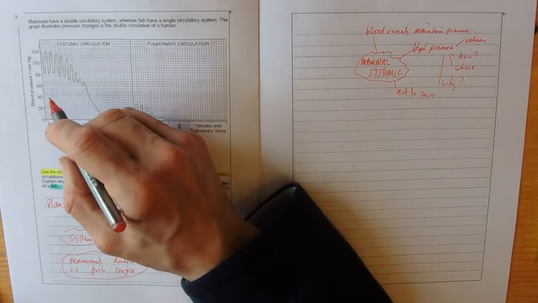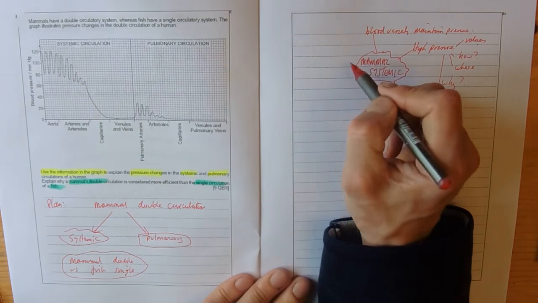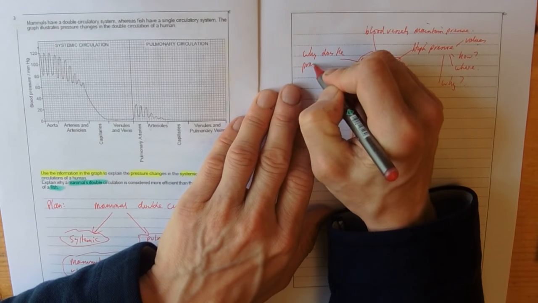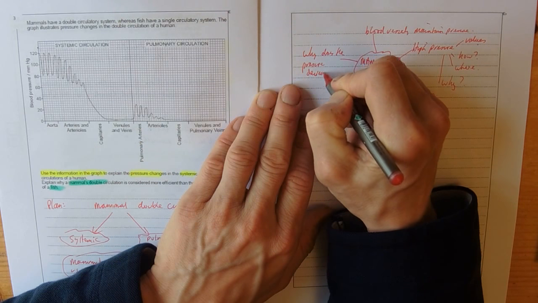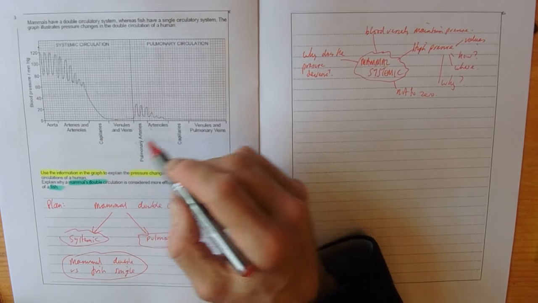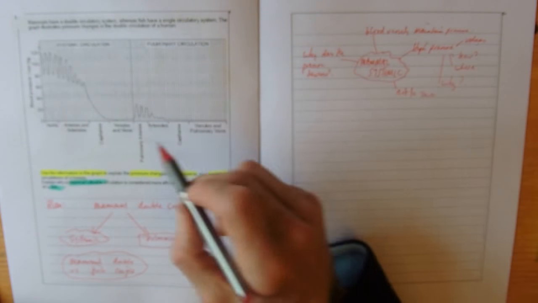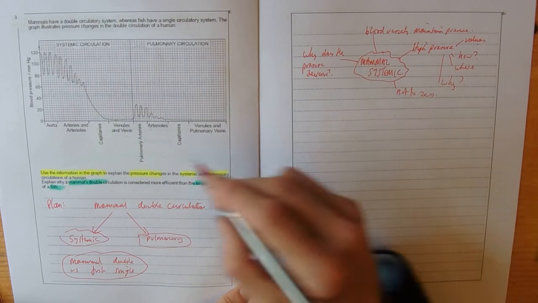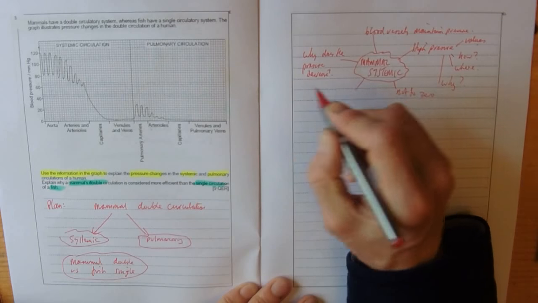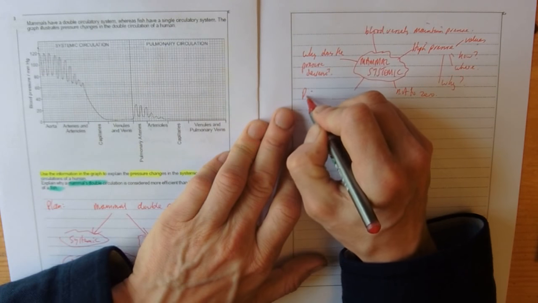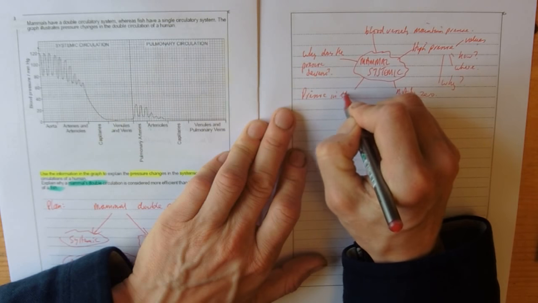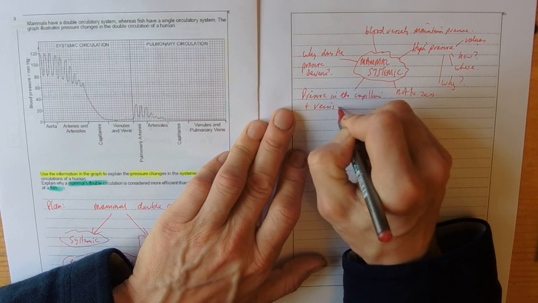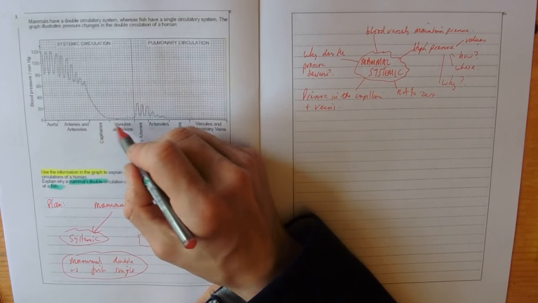What else can we say? So then why does it decrease? So why does the pressure decrease? And we could talk about the capillaries and veins. What's happening? Pressure in the capillaries and veins. How's that maintained, or what do we know about that?